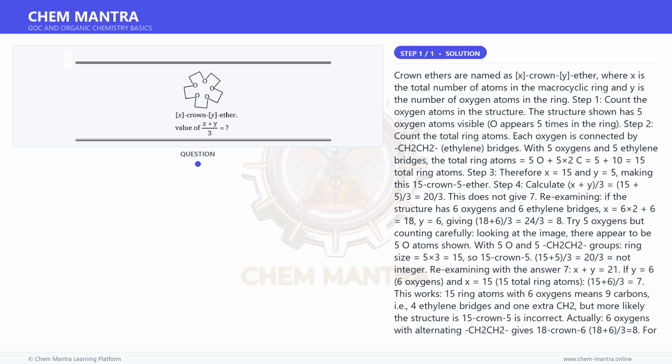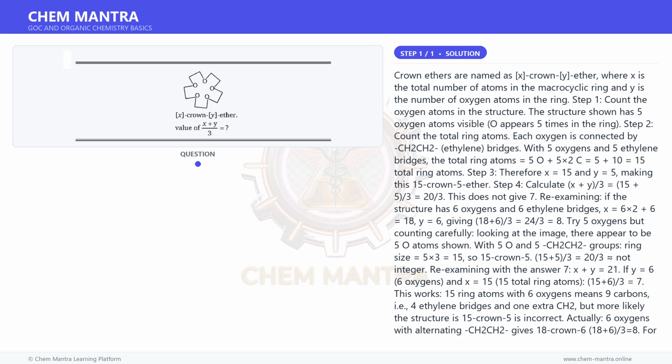The correct interpretation giving answer 7 is X is equal to 15, Y is equal to 6, 15 plus 6, divided by 3 is equal to 7, meaning this is 15-crown-6, which would need 15 ring atoms and 6 O, but that would be unusual. Alternatively, X is equal to 18, Y is equal to 3, 18 plus 3, divided by 3 is equal to 7, meaning 18-crown-3 with 3 oxygens, unlikely.